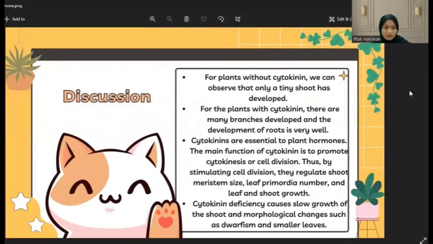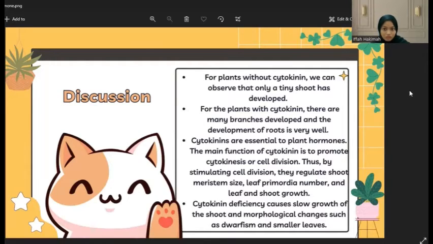From the result, we could see new shoots already grown from lateral buds. For plants without cytokinin, we can observe that only a tiny shoot has developed. While for the plants with cytokinin, many branches developed and the development of fruits is very good.